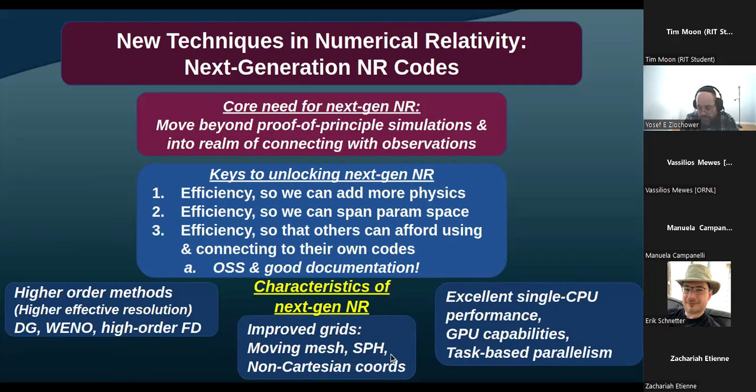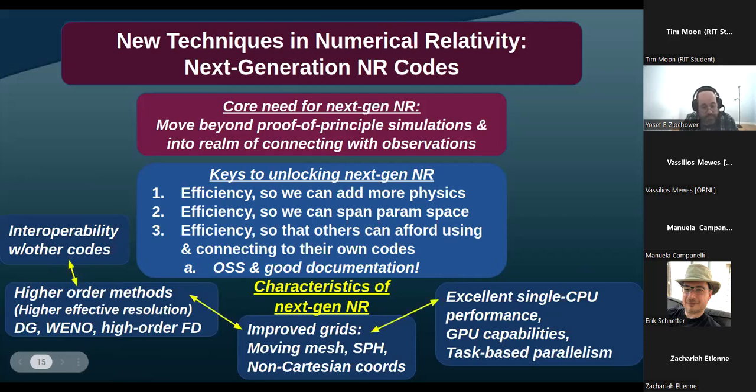SPH, of course, is, I think, a great step in the right direction. Non-Cartesian coordinates, and I'll just briefly mention a moving mesh approach that Phil Chang and I have been pushing on. Also, interoperability with other codes. So these together, I think, are a brief summary of what is going on right now in the field.